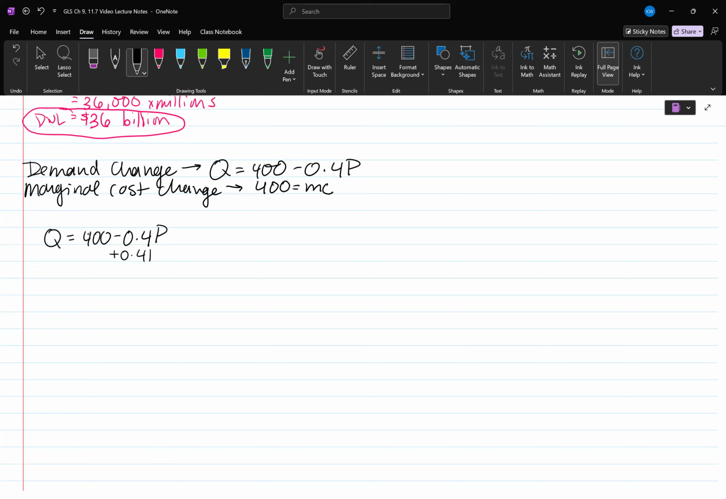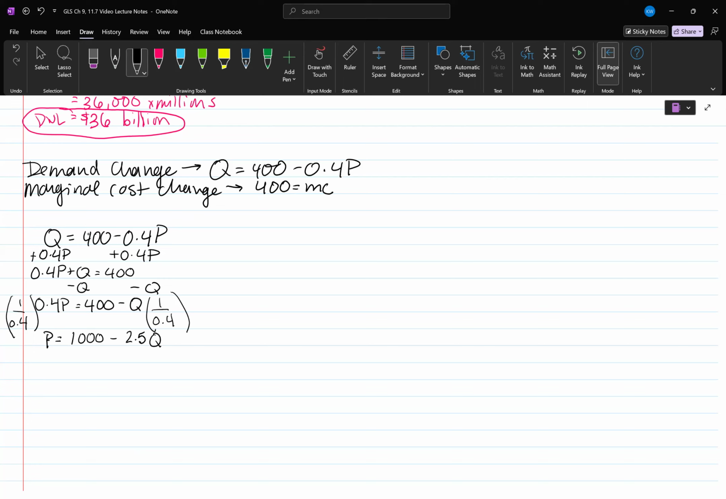So we'll add 0.4 times the price to both sides. That gives us 0.4 times the price plus quantity equal to 400. Then we'll subtract quantity from both sides. So we have 0.4 times the price equal to 400 minus quantity. And then our last step here is going to be to divide by 0.4. That's the same as multiplying by 5/2, right? So that's going to give us price equal to 1,000 minus 2.5 times quantity. Okay.